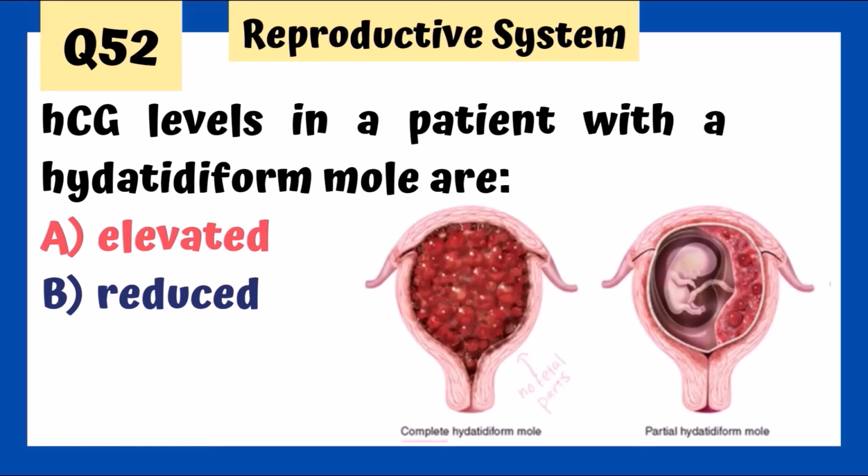Over here, we see the complete form and the partial form. How is the patient going to present? Vaginal bleeding, uterine enlargement. She may be vomiting. How do we treat it? With D&C and/or methotrexate.